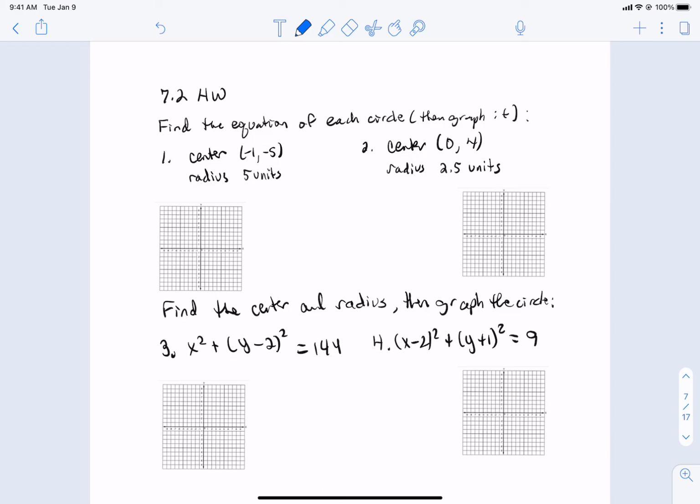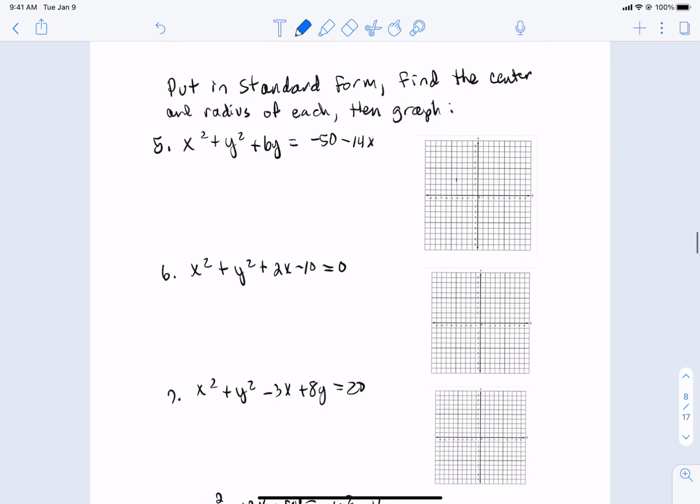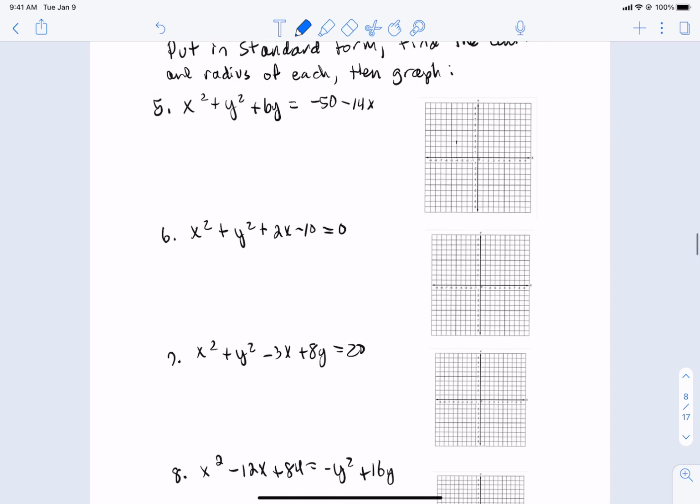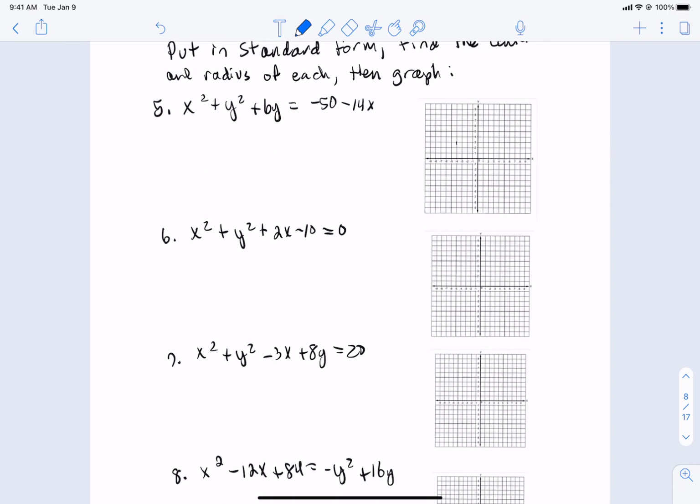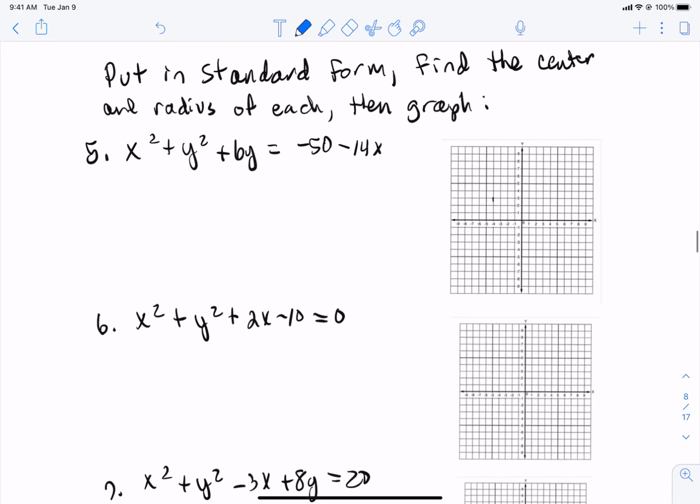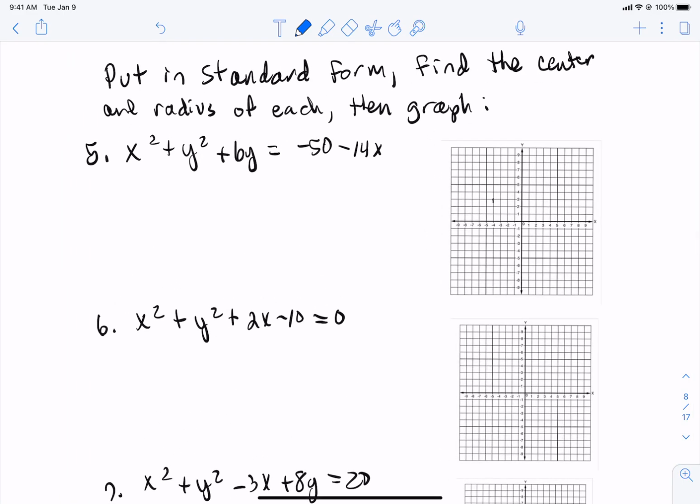Okay, so 1, 2, 3, and 4, I don't expect that you'll have much in the way of problems. You might want to write on the top of your page (x minus h) squared plus (y minus k) squared equals r squared. Okay, that can help guide you. But what I would like to do now is number 5 together. So let's do number 5 from the homework.